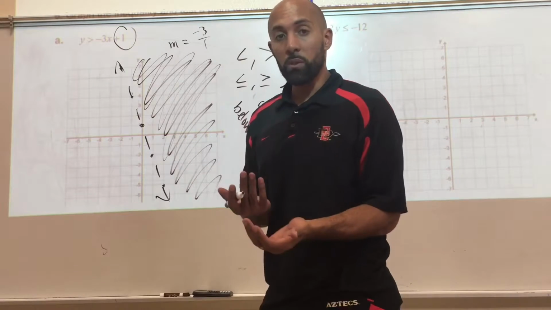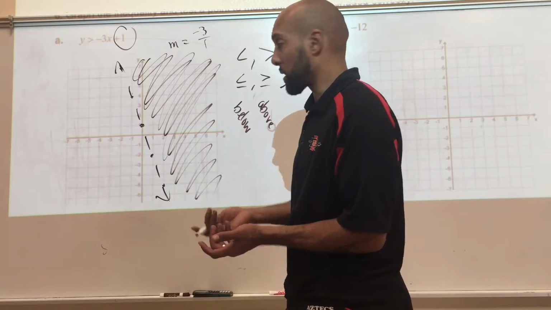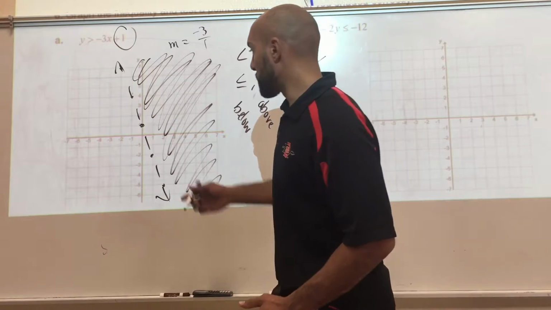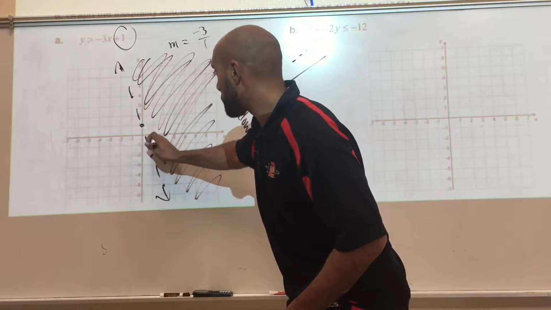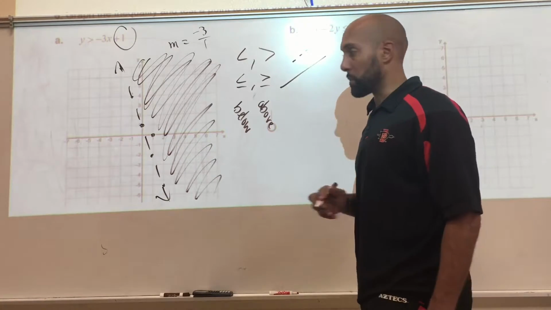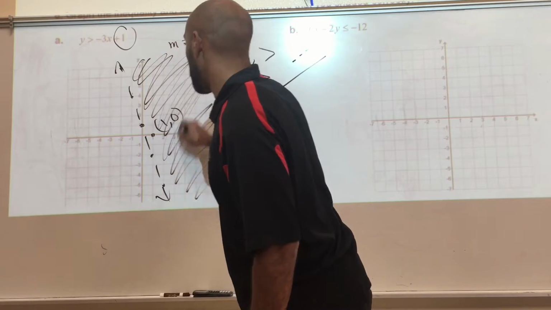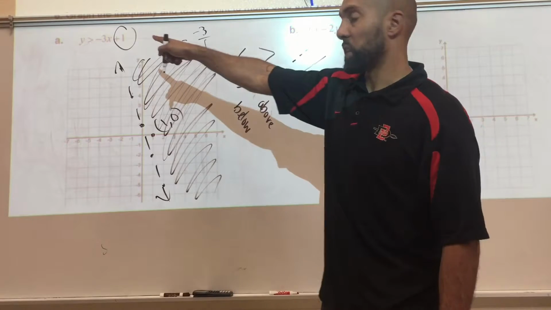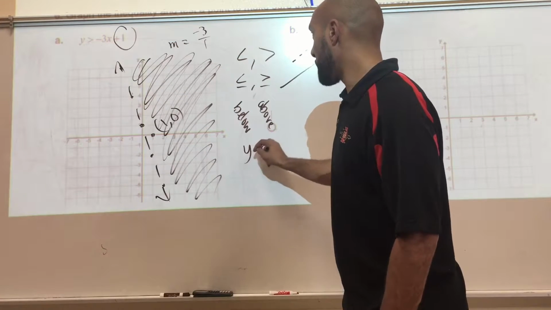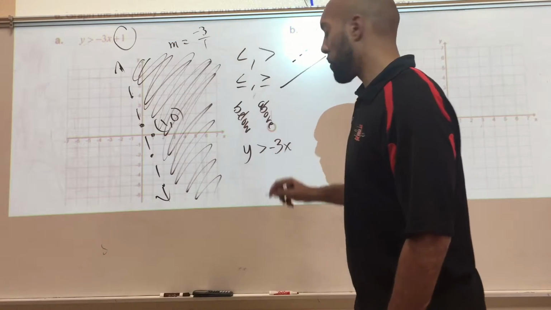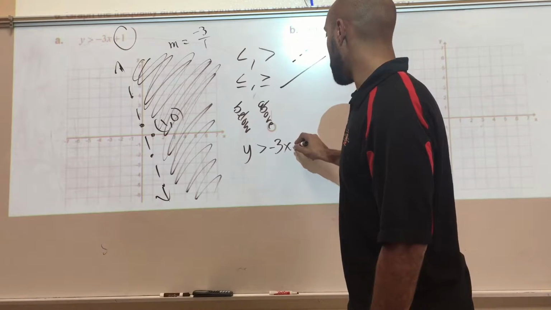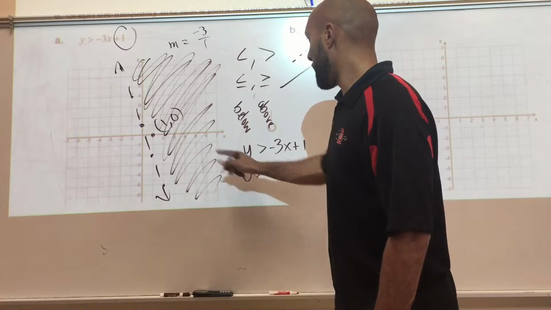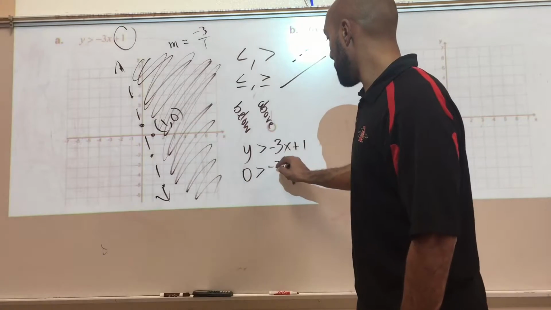Now what we want to do is test it, to make sure that we shaded it correctly. So pick a point that has small numbers so it's easier to use. I'm going to pick this one right here. That's 1 and 0, because I like 0. It's just easier to work with. So I'm going to take my original inequality: y is greater than -3x plus 1. I'm going to plug in the 0 for y, and the 1 for x.